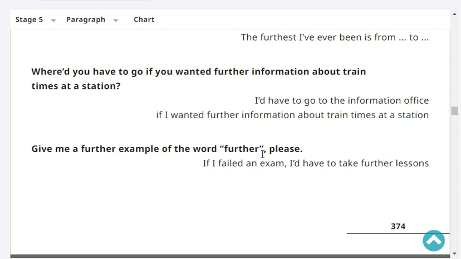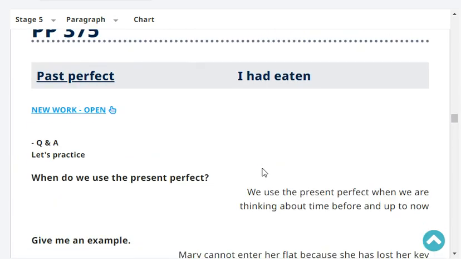Give me a further example of the word further, please. If I failed an exam, I'd have to take further lessons. Very good.